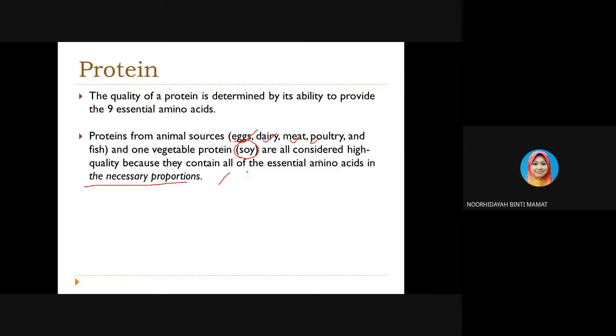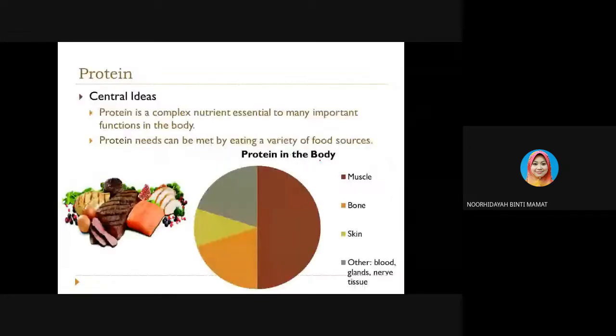All right. So the central idea is that protein is a complex nutrient essential to many important functions in our body. And the protein needs can be met by eating a variety. Just now I was talking about how we have to have a variety of food sources. We cannot depend on only one source of food, because for example, of the need for protein.